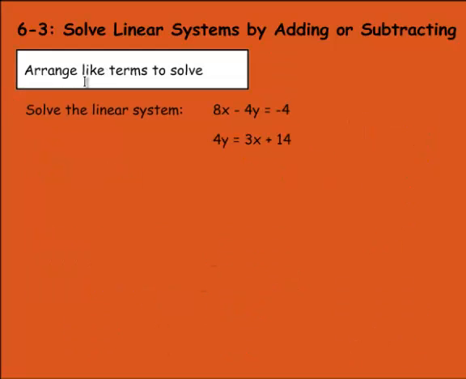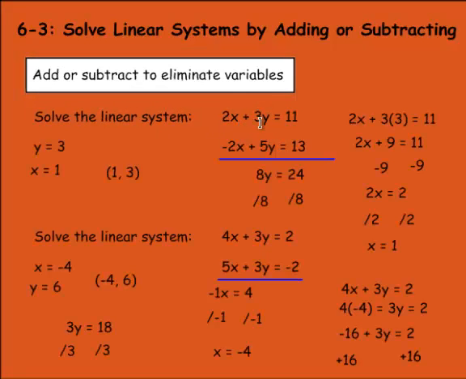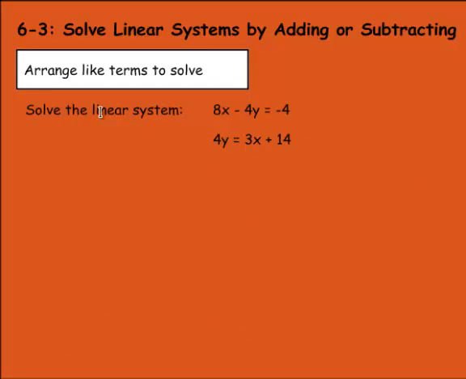Now we can arrange like terms to solve, meaning that it's not always going to be neatly lined up for you with the x's lined up perfectly or the y's lined up perfectly. Sometimes we have to do some rearranging. Here we have 8x minus 4y equals negative 4. Here we have 4y equals 3x plus 14. So if I made this one look like that one by moving this 3x over here on this side, I can make these terms line up.